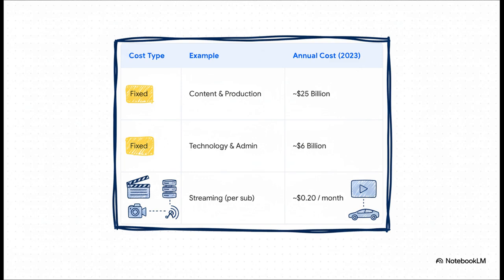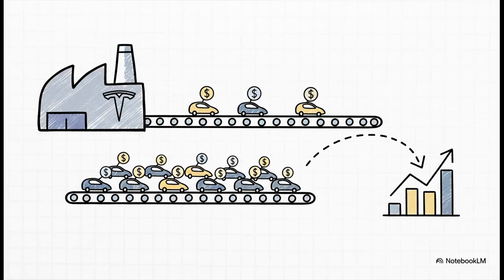I mean, just look at these numbers from 2023. They spend around $25 billion on making shows. That's a fixed cost. They pay that whether one person watches or 250 million people watch. But the variable cost to actually stream that content to you? We're talking pennies a month. So here's the magic. Every new subscriber they add is almost pure profit because those huge fixed costs are already paid for. Okay, so let's switch gears from digital to physical.